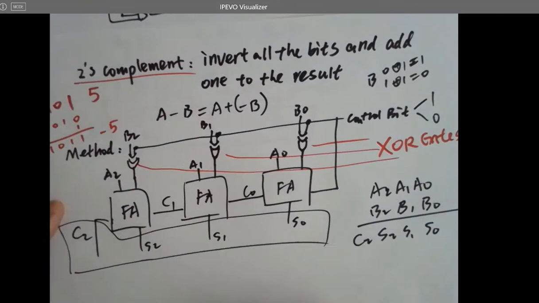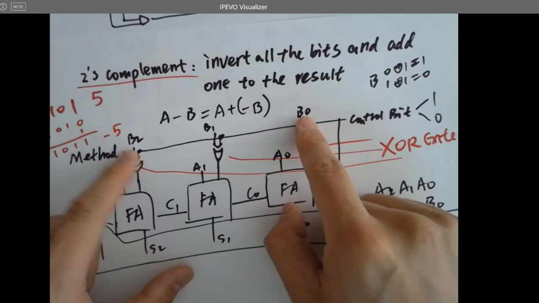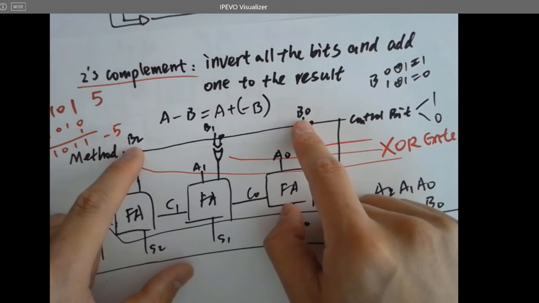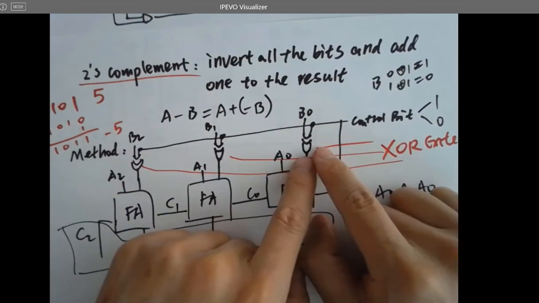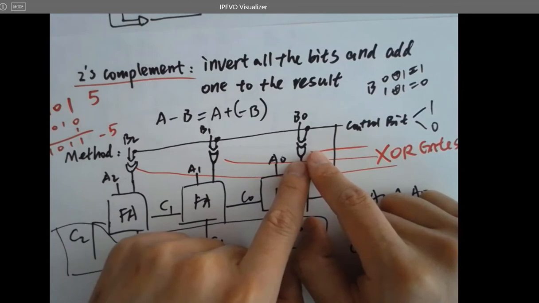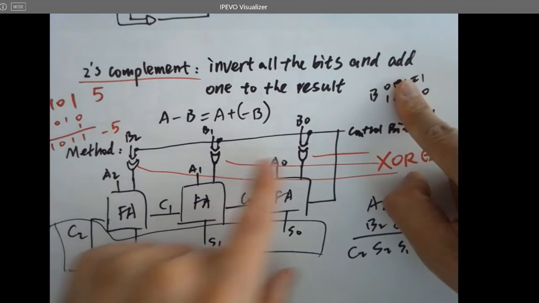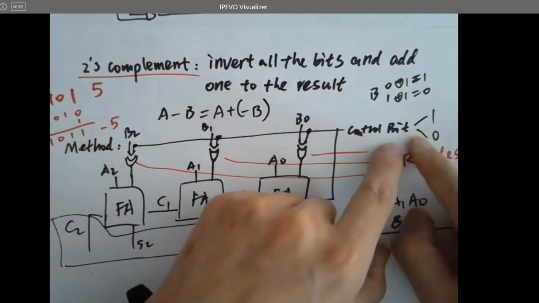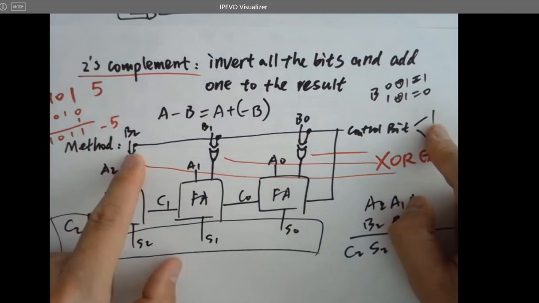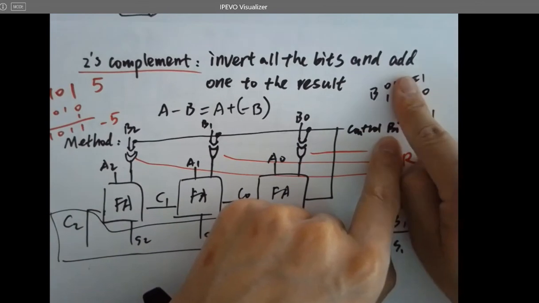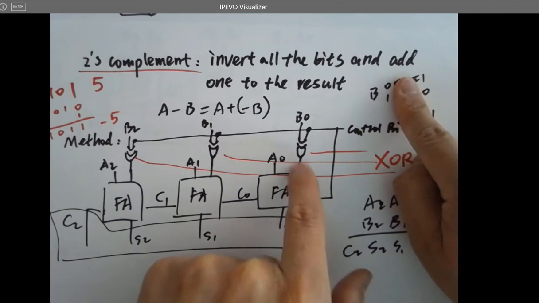Great. So now let's find the negative numbers for B2, B1, B0. That's a 3-bit binary number. We just need to represent it in 2's complement. How to do it? Flip it, and add 1. By using the XOR gates, we invert every single bit by giving a 1 to the control bit, which is fed into the other input of the XOR gates, right? So we can flip B and get the inverted version of B to here.